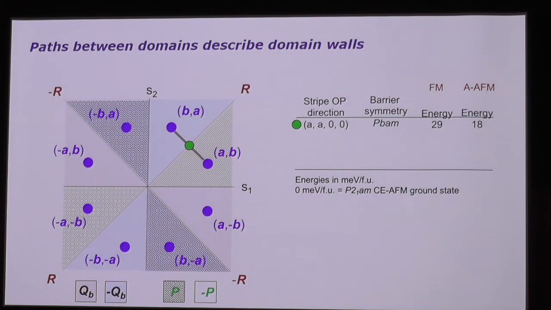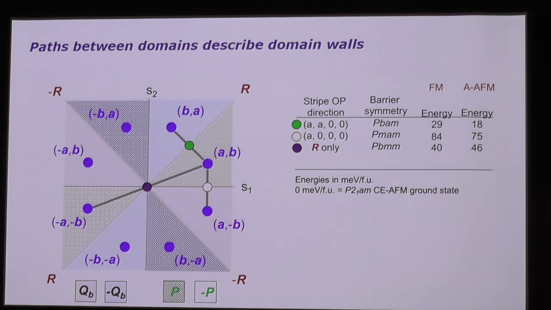This wall here corresponds to a charge order and polar domain wall. We can also look at other walls, for example, going between these two domains, construct the barrier structure and calculate its energy. We find this one's much higher, and then there's this other third one here, going through this purple point, which has a barrier in between. And we could construct paths to these other domains, but the barriers would be the same as what I already have up here.